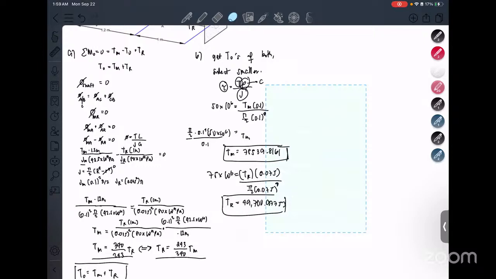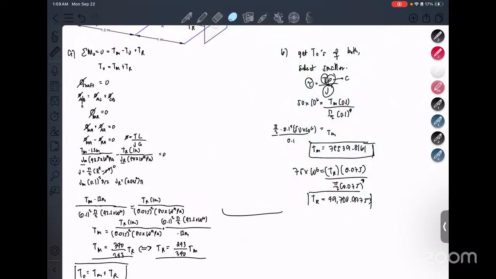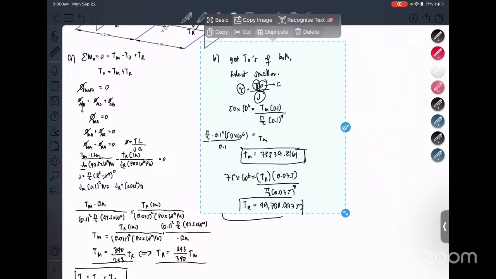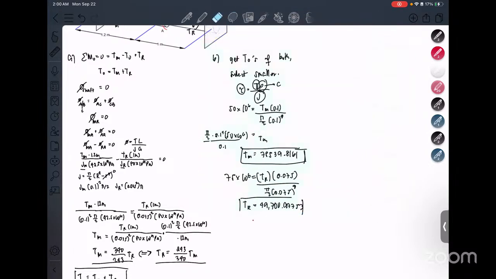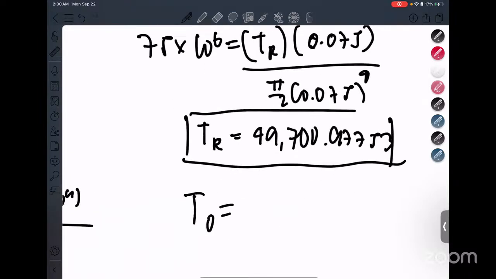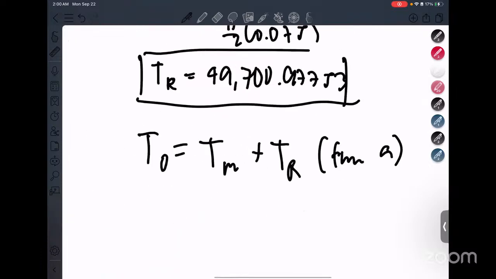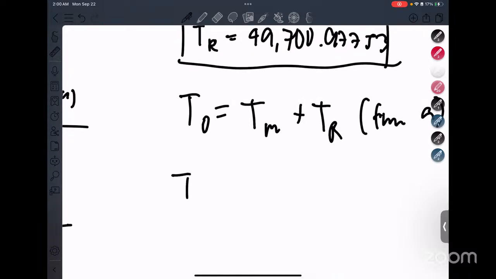But because we've established na T naught is equal to Tm plus Tr from A. Therefore, it follows that T naught is just added together.